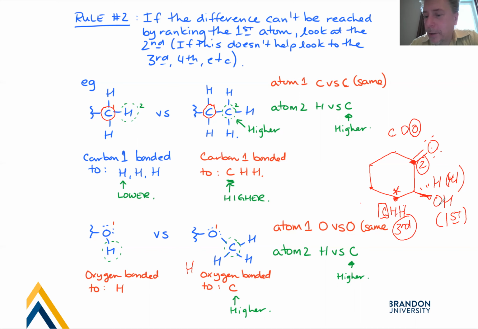So the hydroxyl group would be first. Carbon, which is double bonded to the oxygens, would be second. The carbon, which is bonded to a carbon and 2 protons, would be third, and this little proton will be last. So if you ever see a double bond, you assume that it's bonded to that thing twice. So this would be carbon, oxygen, and oxygen. So the highest priority of these 3 things is oxygen, oxygen, carbon, if you wanted to draw it in a sequence.